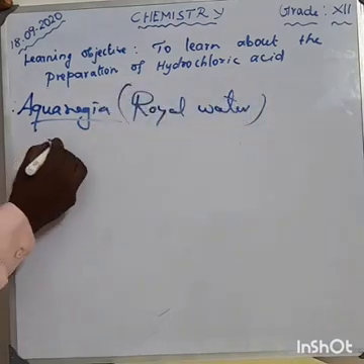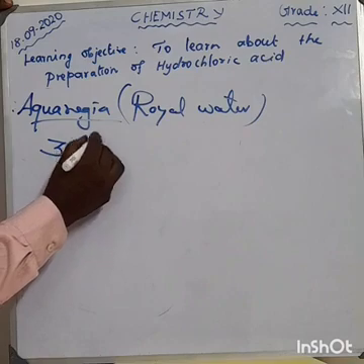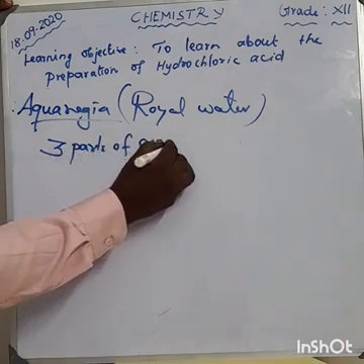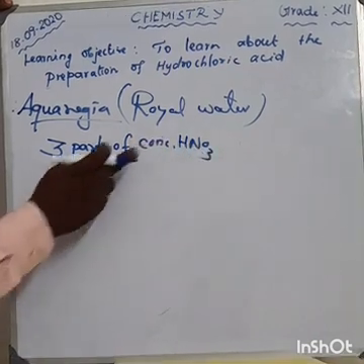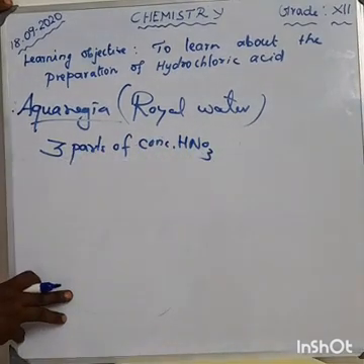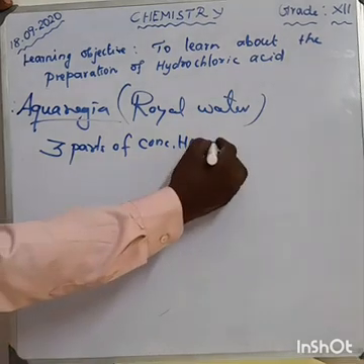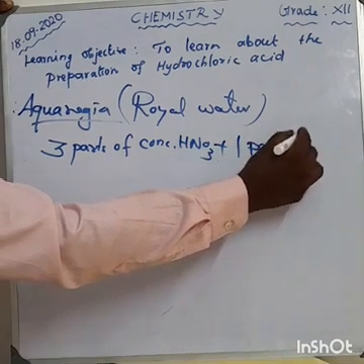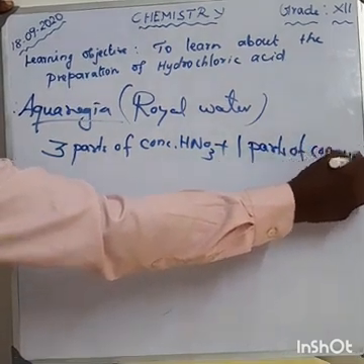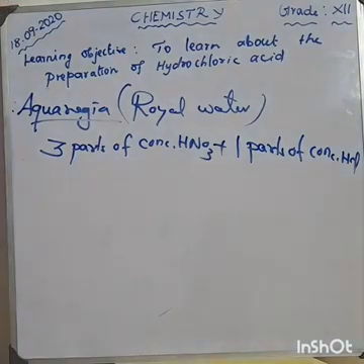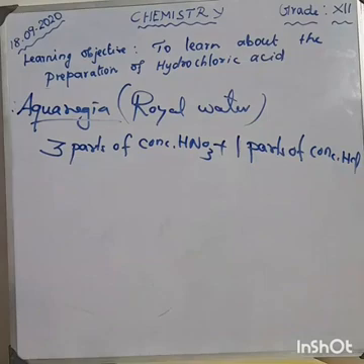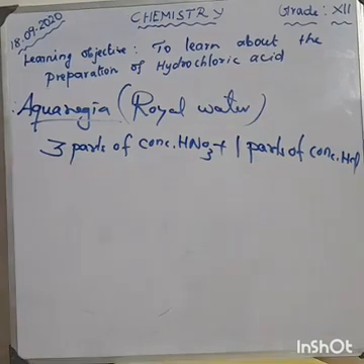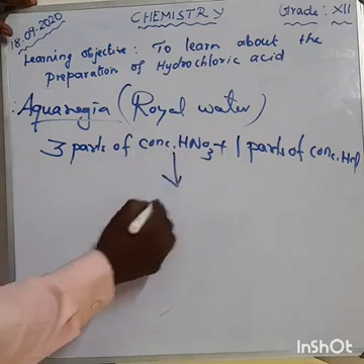Here we are taking three parts of concentrated HNO3. What is HNO3? Nitric acid. Okay, this is also a mineral acid. Plus 1 part of concentrated HCl. Here 3 parts of concentrated nitric acid and 1 part of concentrated hydrochloric acid are mixed together. Okay, we get aqua regia.